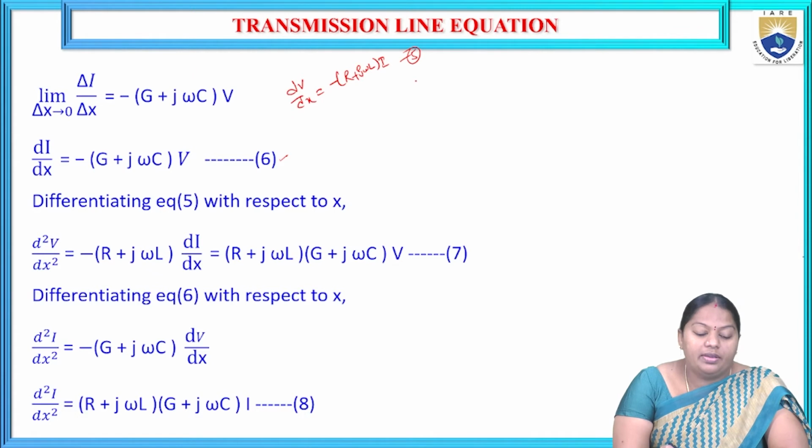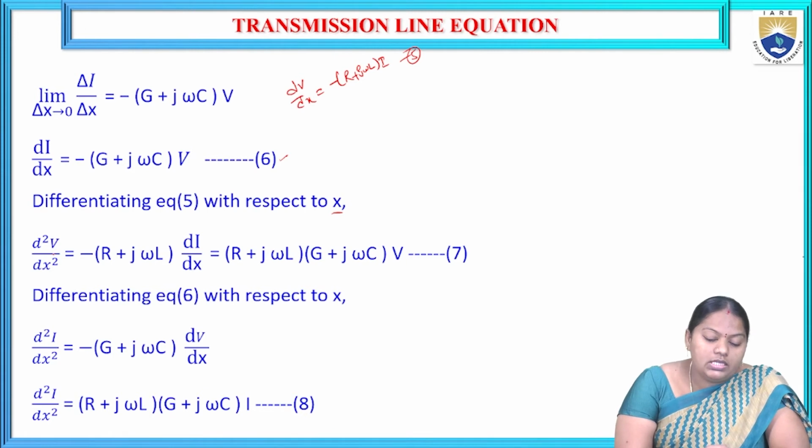equation number 5, differentiating it with respect to x. Already it is differentiated with respect to x, and now again we are differentiating it with respect to x only. Then it becomes d square V by dx square. Since dV by dx is already there, again we consider differentiation on both sides. Hence it becomes d square V by dx square is equal to minus of R plus j omega L into dI by dx.